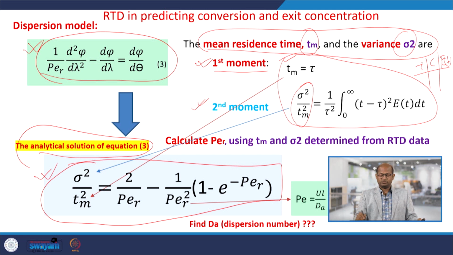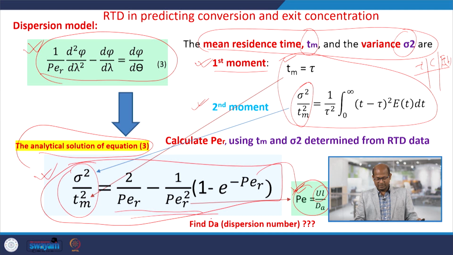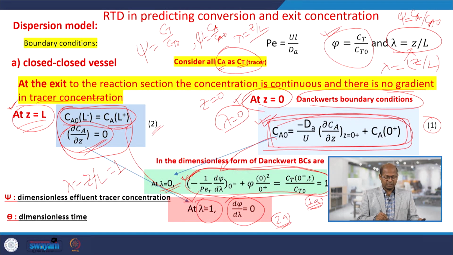Once these two numerical values are known, we can substitute them here, and then by trial and error, using any nonlinear equation solver, we can get the Peclet number. The Peclet number equals UL by dA. Once we know the Peclet number, we substitute it here. If we know U and L, the superficial velocity and length of the reactor, then we can find the dispersion coefficient dA.